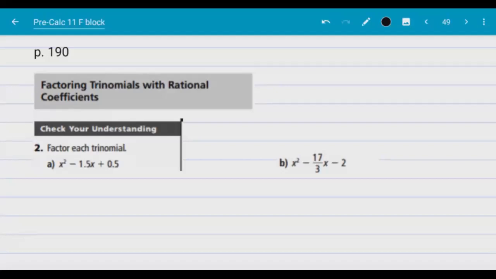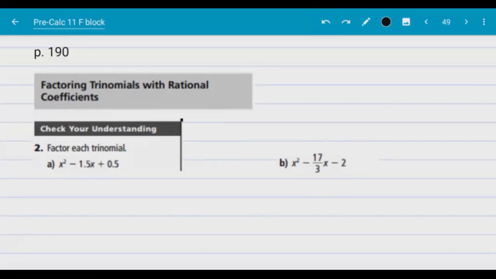So guys, I'm now doing check your understanding number 2. This is on page 190. We are going to be factoring trinomials with rational coefficients. As you can see here, the middle term has a decimal as well as the last term, while in letter B, the middle term is a fraction.